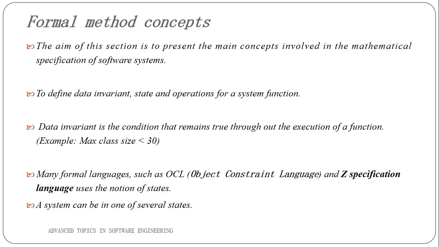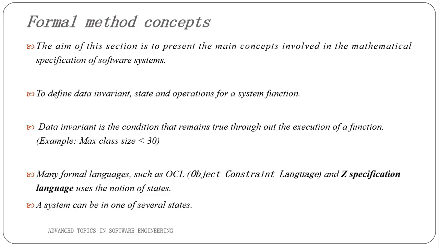So formal method concepts. The aim of this section is to present the main concepts involved in the mathematical specification of software systems. Further, to define data invariant, state, and operations for a system function. Data invariant is basically the condition that remains true throughout the execution of a particular function. For example, I declare a variable as max class size that should always be less than 30. So this is basically a data invariant condition that remains true all over the program or all over the function.